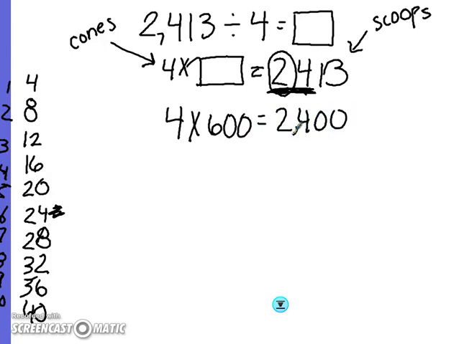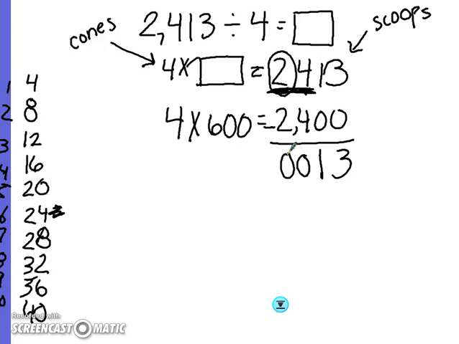Well, to figure out how many scoops of ice cream I still need to share, I need to subtract. So I'm going to subtract. 3 minus 0 is 3. 1 minus 0 is 1. 4 minus 4 is 0. 2 minus 2 is 0. Okay, so now I have 13 scoops, and I need to share them with 4 cones.